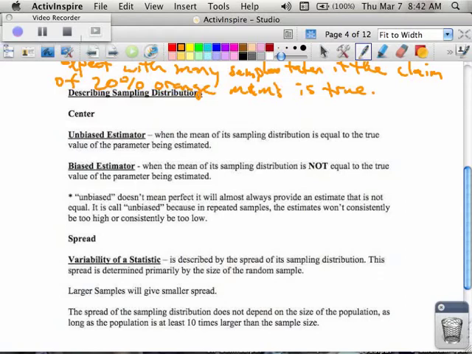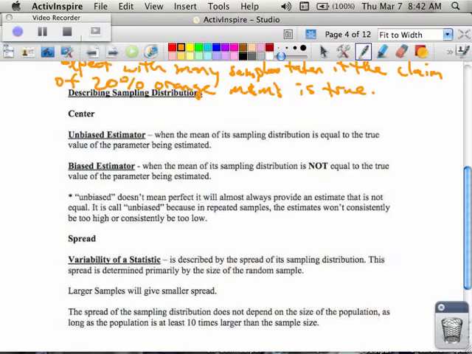Unbiased does not mean it will always provide an estimate that's equal. It's called unbiased because when you have repeated samples, like with our 500 samples, the estimates won't be consistently too high or too low. So you might not see something that's exactly right on, but you'll see something in your distribution that's centered at the mean of whatever the true population proportion is. Okay, so that's unbiased. Spread.